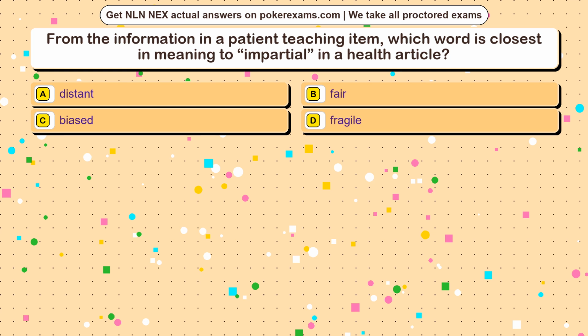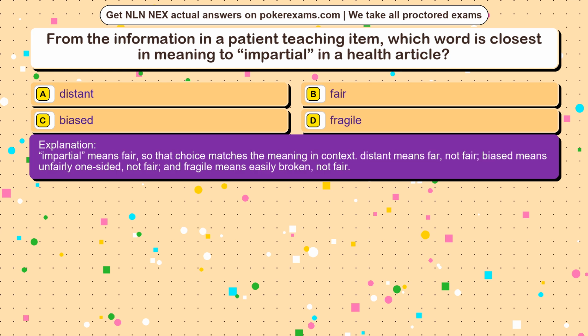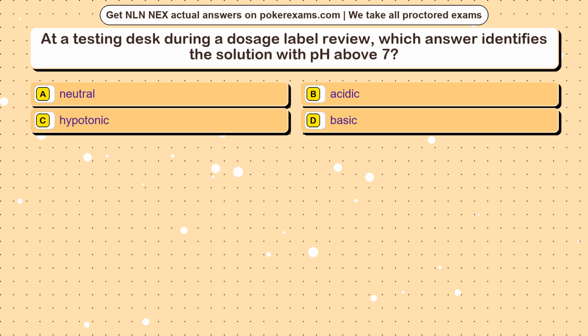The correct answer is option. Impartial means fair, so that choice matches the meaning in context. Distant means far, not fair. Biased means unfairly one-sided, not fair, and fragile means easily broken, not fair. Question 23. At a testing desk during a dosage label review, which answer identifies the solution with pH above 7? Option A, neutral. Option B, acidic. Option C, hypotonic. Option D, basic.